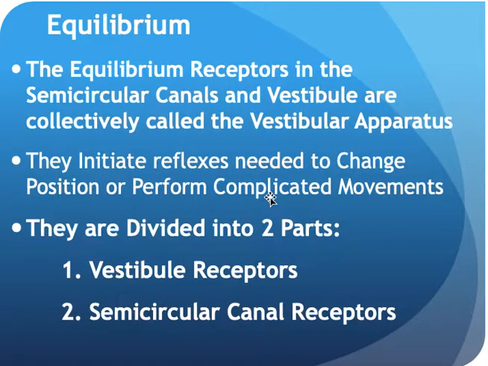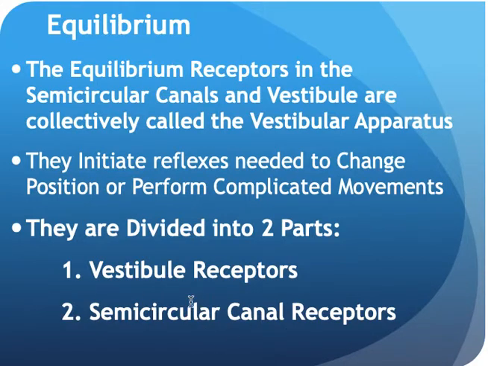So now we get to the other part that most people are maybe not so aware of, and this is our equilibrium. Most people, when they hear equilibrium, think of our balance. But this is going to be the other parts of the inner ear. So the equilibrium receptors are in the semicircular canals and the vestibule, because remember, the cochlea is all hearing. My semicircular canals and my vestibule are going to be the ones that help us with our equilibrium. Collectively these are called the vestibular apparatus. They're going to initiate reflexes needed to change position or perform complicated movements, and they're divided into two parts. So we have our vestibule receptors, and we have our semicircular canal receptors.